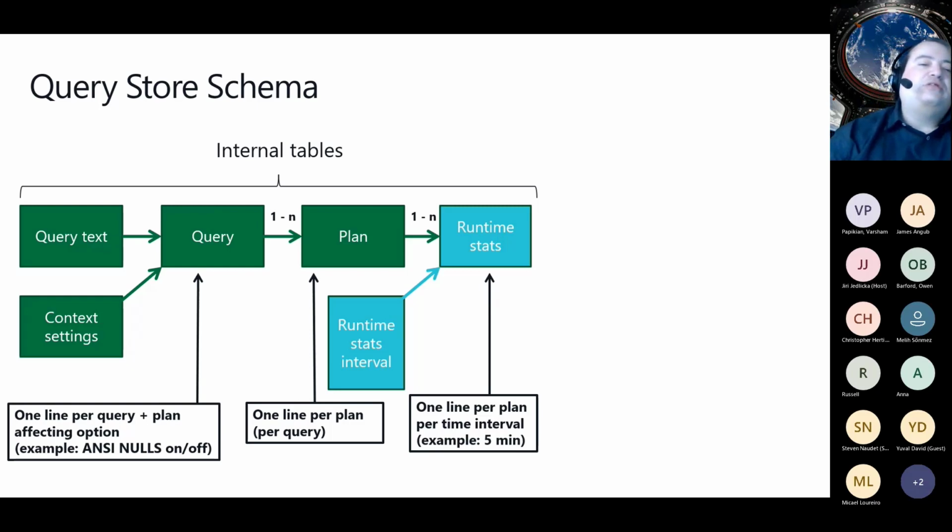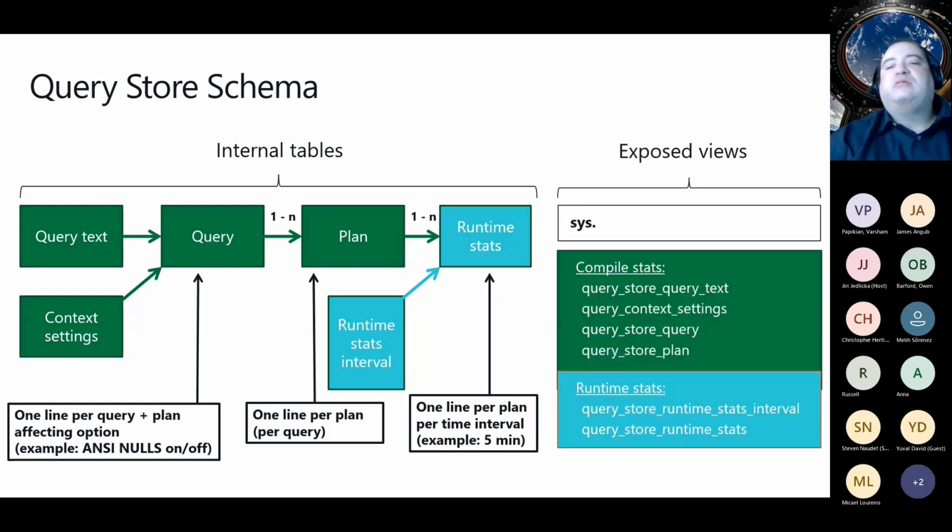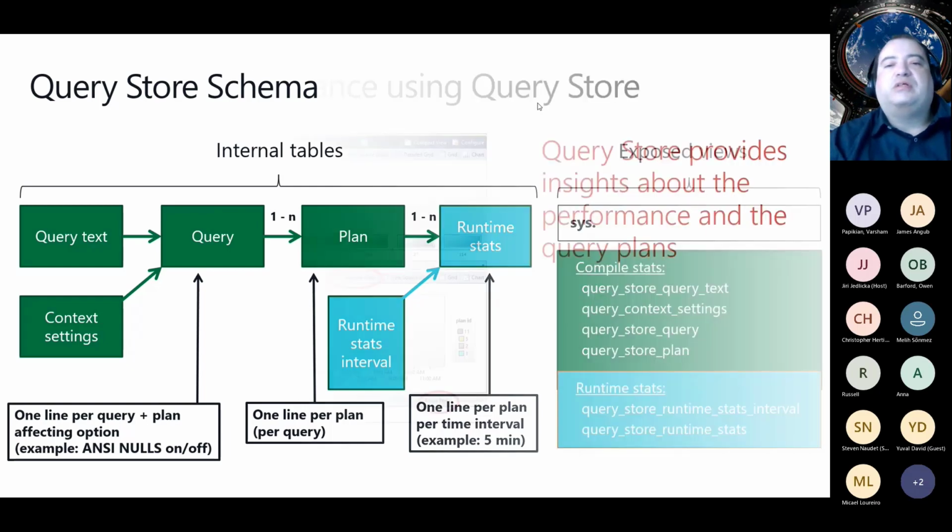These are initially internal tables, and then we have DMVs to access this information. Query store query text, query store context settings, query store query, plan, runtime stats interval, and query store runtime stats. So these are the DMVs for query store.